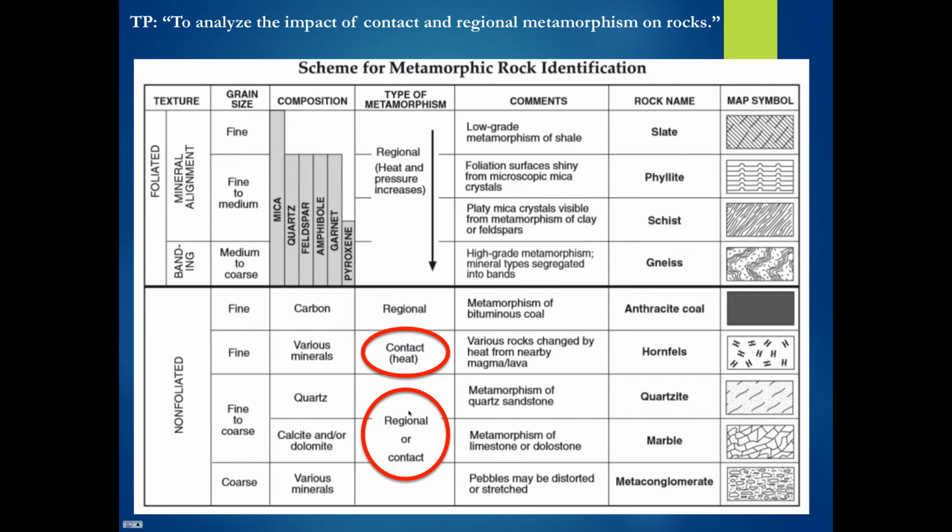For this here, we have regional or contact, so they both can be similar. And we have quartzite. So if we have sandstone as the pre-existing or parent rock, sandstone can turn into quartzite. If we have limestone or dolostone as the parent rock or the pre-existing rock, that can turn into marble.